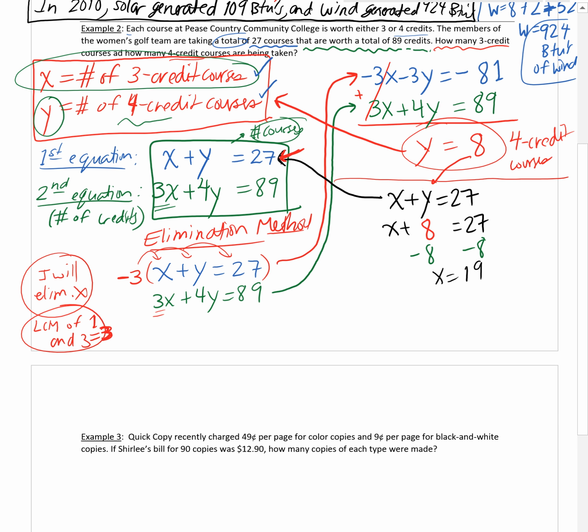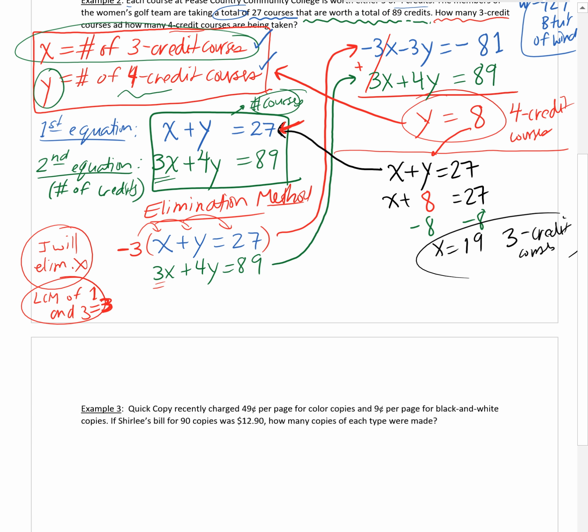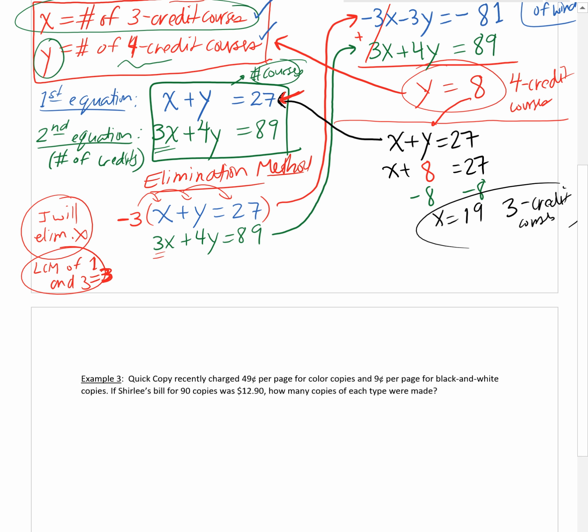And if I remember what x was equal to, I wrote it at the top left of this problem. x is the number of 3-credit courses. So there must have been 19 3-credit courses. All right, I should write this as a complete sentence somewhere. Let me see. It's kind of up to you. You don't have to write as many words as I do, probably. You could just say, they took blah, blah, blah courses.